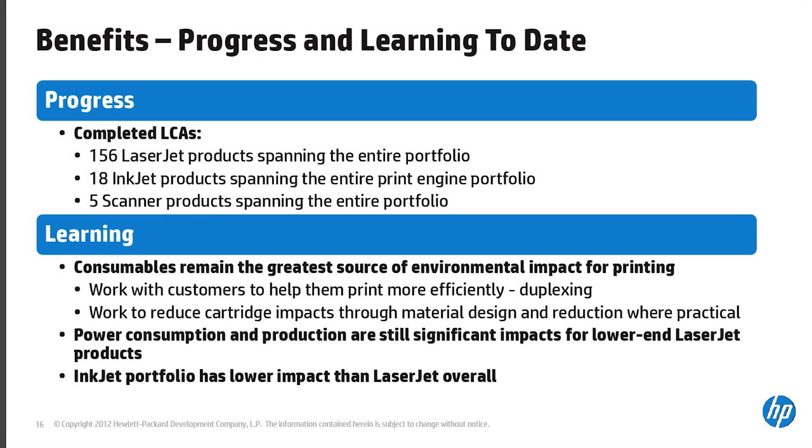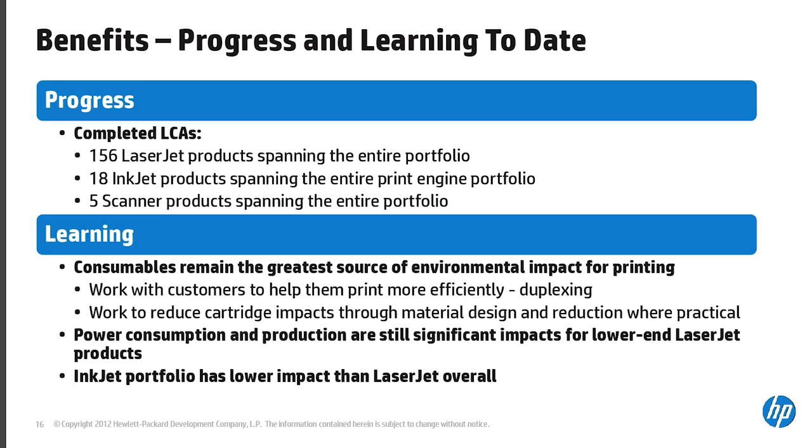And as I mentioned already, our biggest learnings were, one, we need to work with our customers to help them print more efficiently. So encouraging customers to do more duplexing and so forth. Two, to reduce cartridge impacts, basically what can we do to dematerialize a cartridge and still get the same number of pages out of it so that we reduce the environmental impact on a per page basis. Those are the two big ones.